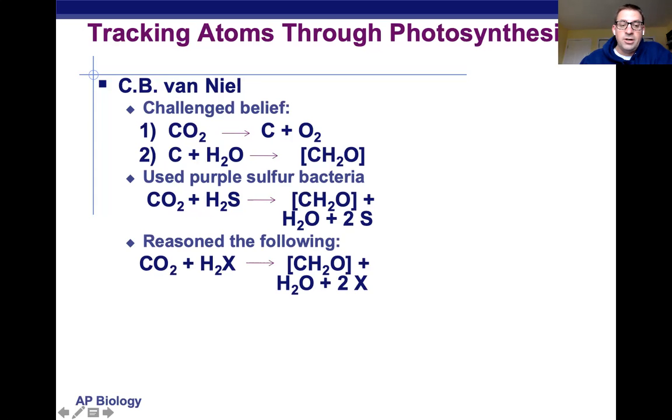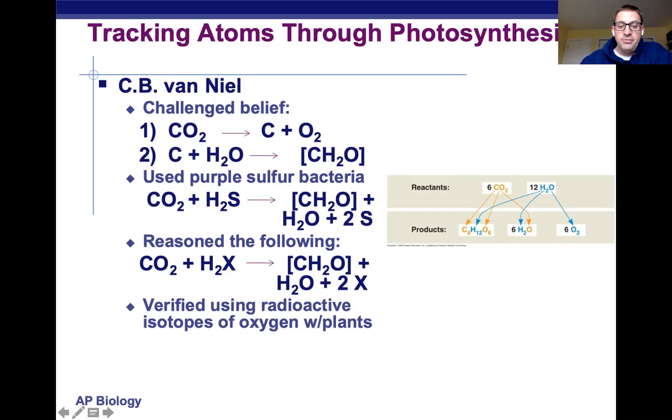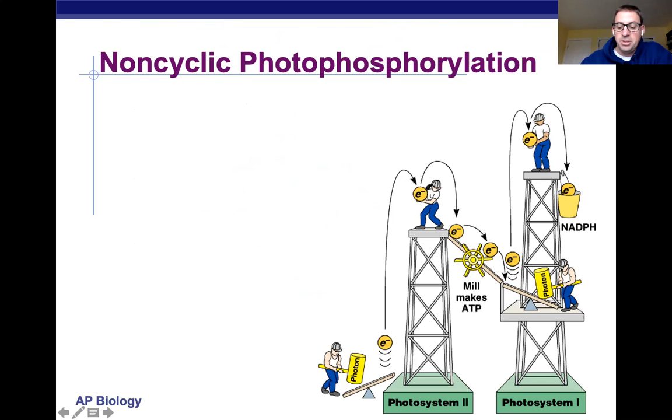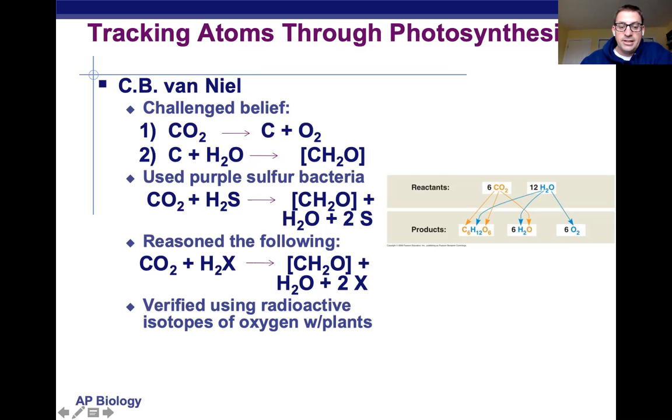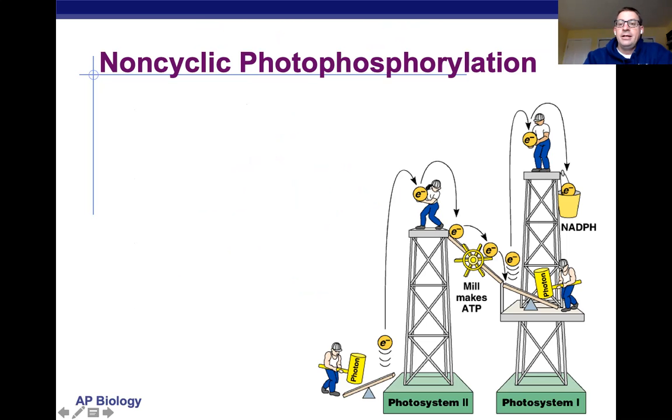So his reasoning was carbon dioxide plus some kind of a hydrogen source, which could be hydrogen sulfide or water, is going to result in the formation of carbohydrates plus the release of whatever is attached to those hydrogen atoms. And sure enough, using radioactive isotopes of oxygen with plants, that's what he verified, like we saw in the previous slide.